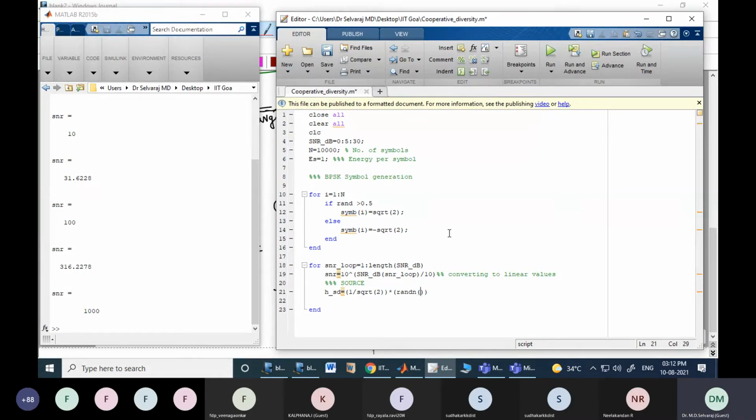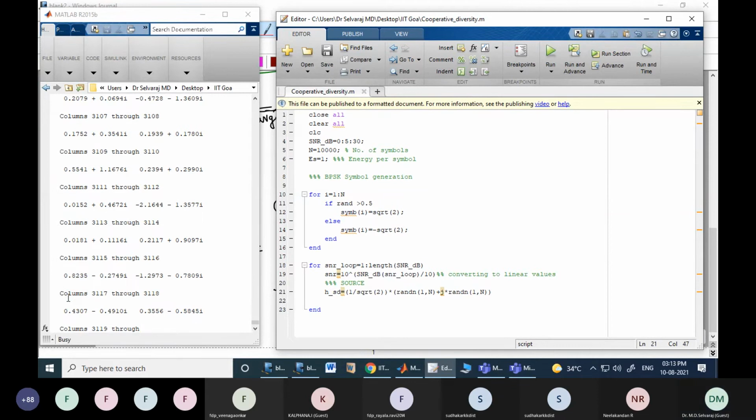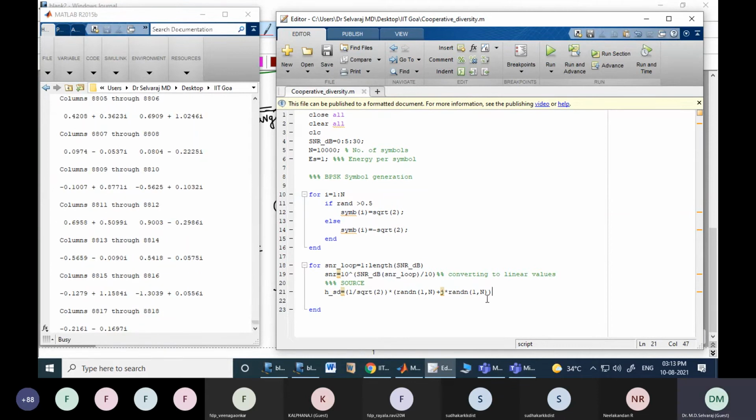I'm going to generate several values, therefore I put 1 comma n, and plus j. j is the complex operator. Multiply by again rand n, comma n. Let us see what is coming. Some complex numbers should come. Yes, so we get the complex numbers.